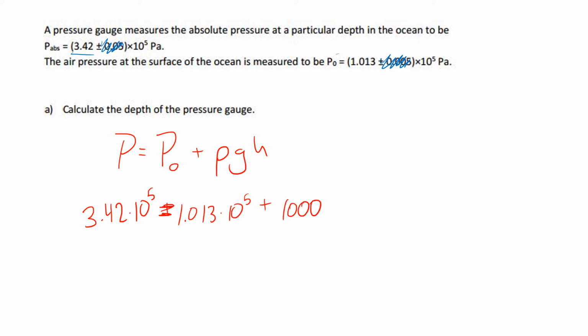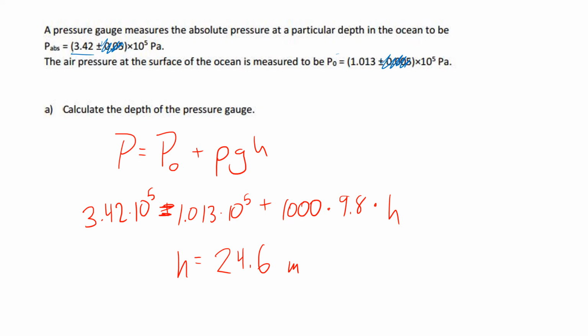Now, technically, ocean water is a little more dense. We don't care about that here. It's like 3% different. So you can write 1030 if you really feel like it. I'm not going to bother. Times 9.8 times H. H is what we're looking for. Doing some quick maths here, our answer is 24.6 meters. Does that seem reasonable? Yeah, you're at about 3 times atmospheric pressure, so that would be definitely quite a bit underwater.